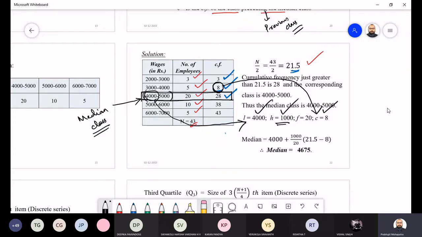So now you replace everything. L plus h by f. F is the frequency of the median class. This is your f. So your L is this one, this is your L. This is going to be your f. This is going to be your c.